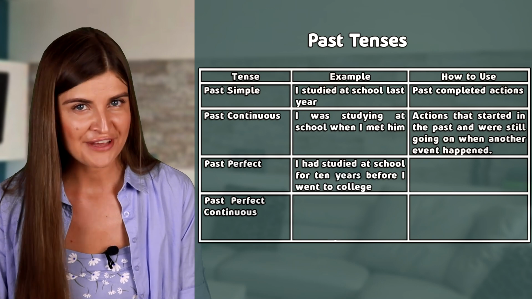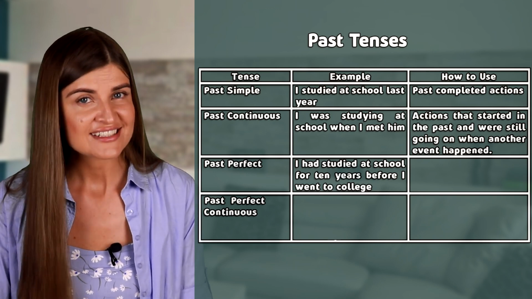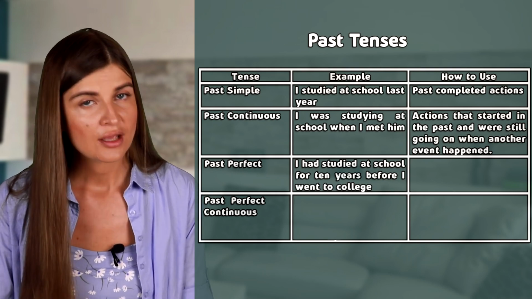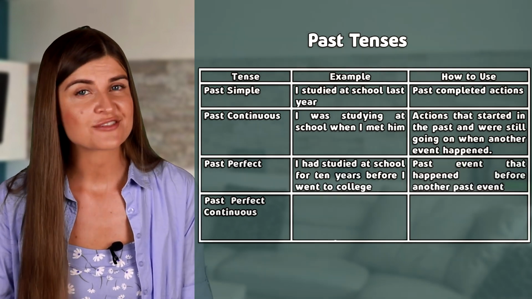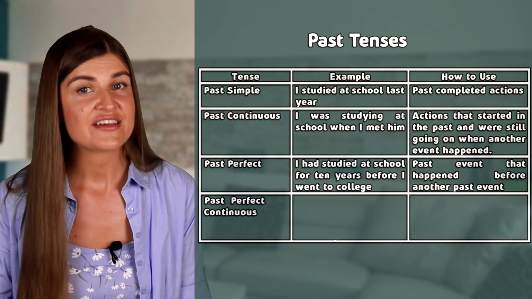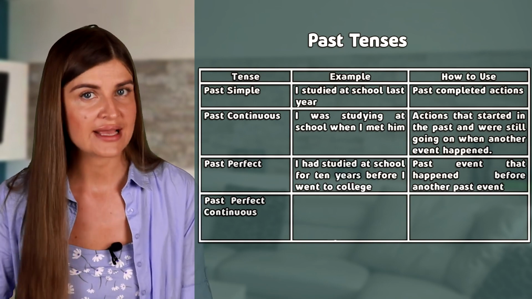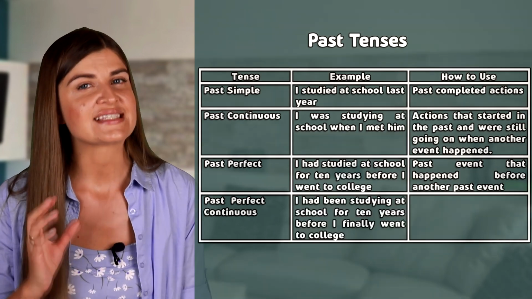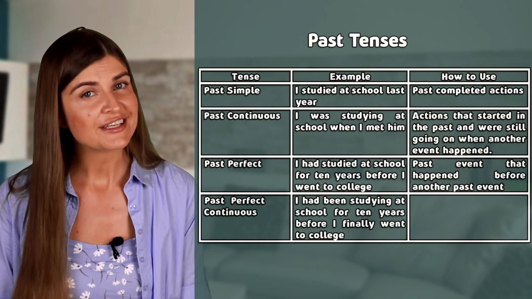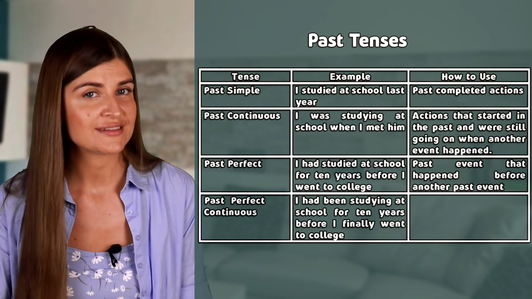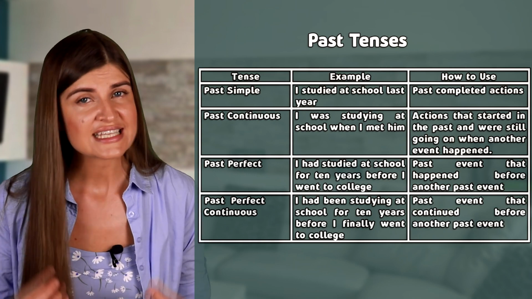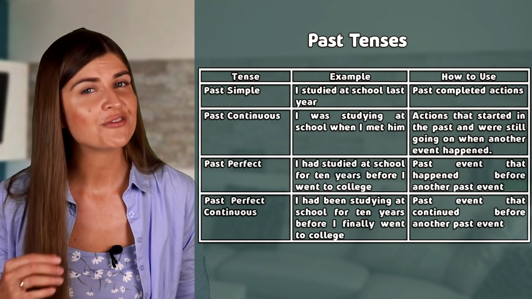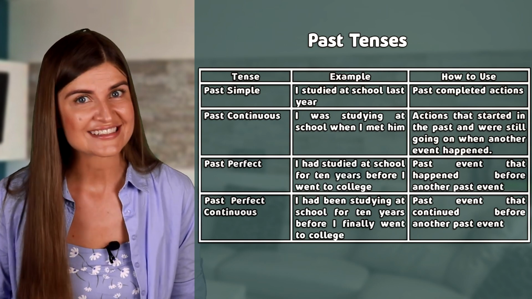The past perfect. I had studied at school for 10 years before I went to college. We use this tense to describe a past event that happened before another past event. The past perfect continuous. I had been studying at school for 10 years before I finally went to college. With this tense, we describe a past event that continued before another past event.